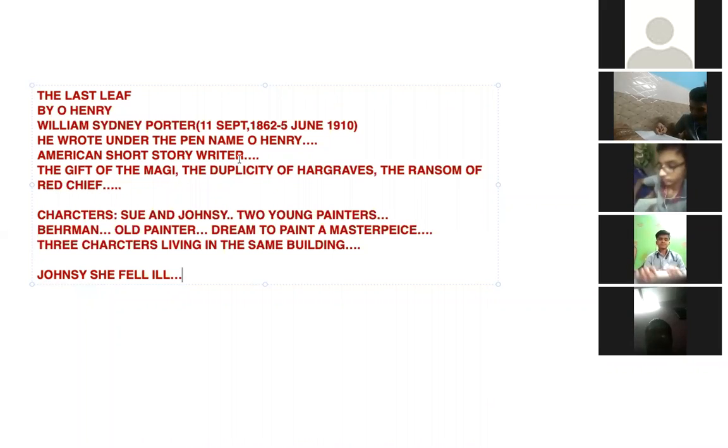So suddenly one day, Sue heard that Johnsy was whispering something. When she tried to hear it, she was counting backwards as if she was counting a countdown. She was waiting for the end of something to happen. She was waiting for something to start. That's why she was counting down.